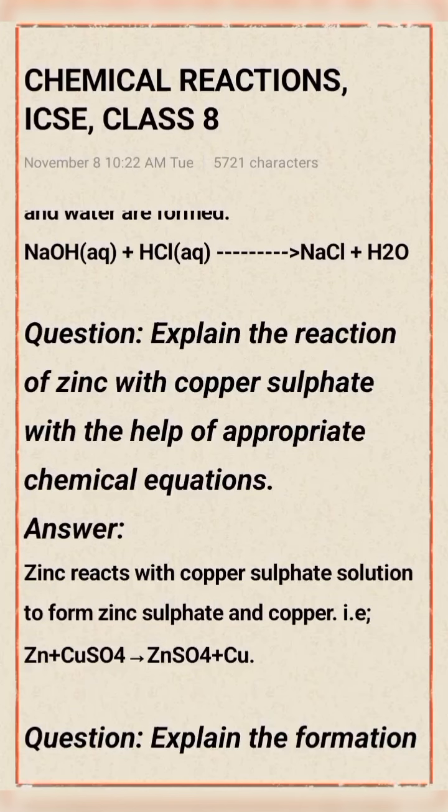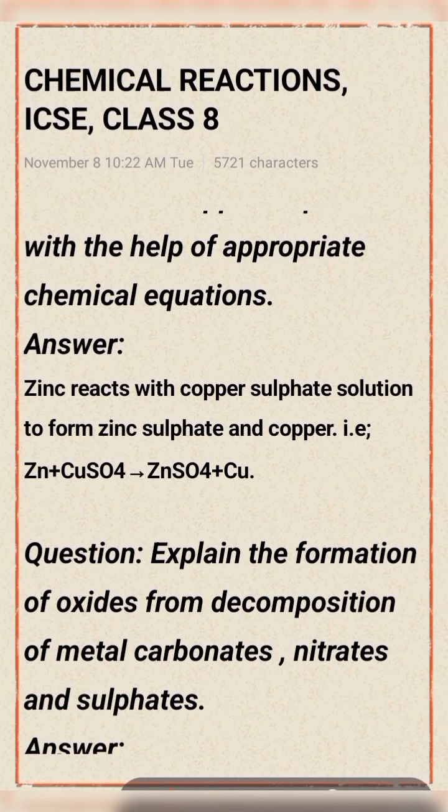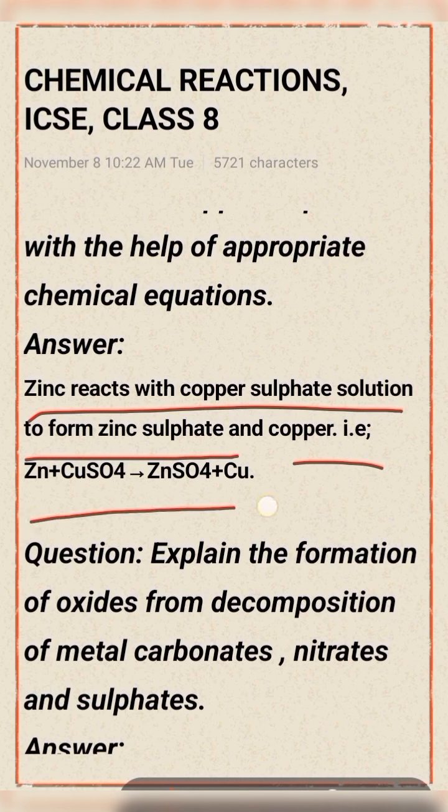Next question. Explain the reaction of zinc with copper sulfate with the help of an appropriate chemical reaction. Now, zinc reacts with copper sulfate solution to form zinc sulfate and copper. That is the chemical equation: Zn, zinc, plus copper sulfate, CuSO4, forms zinc sulfate, ZnSO4, plus copper, Cu.